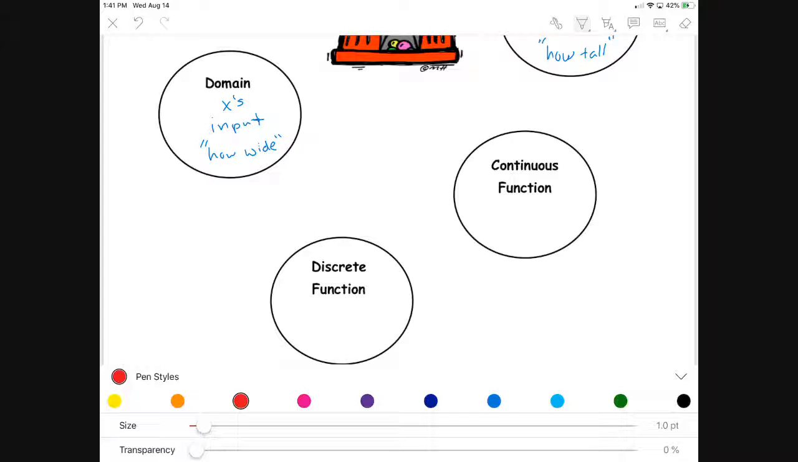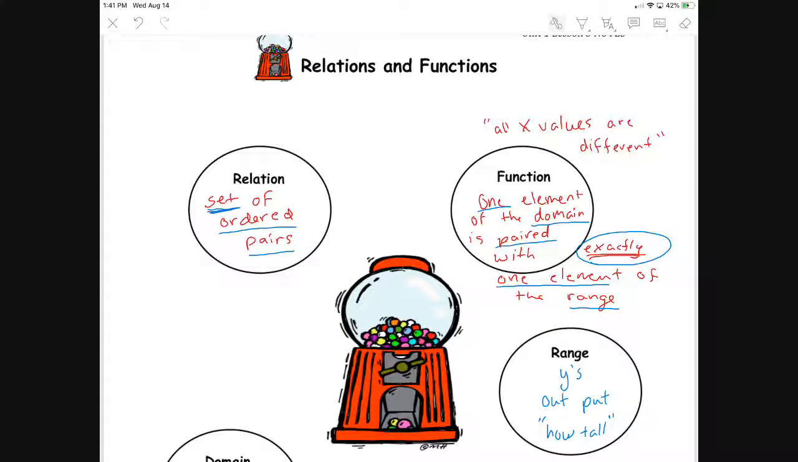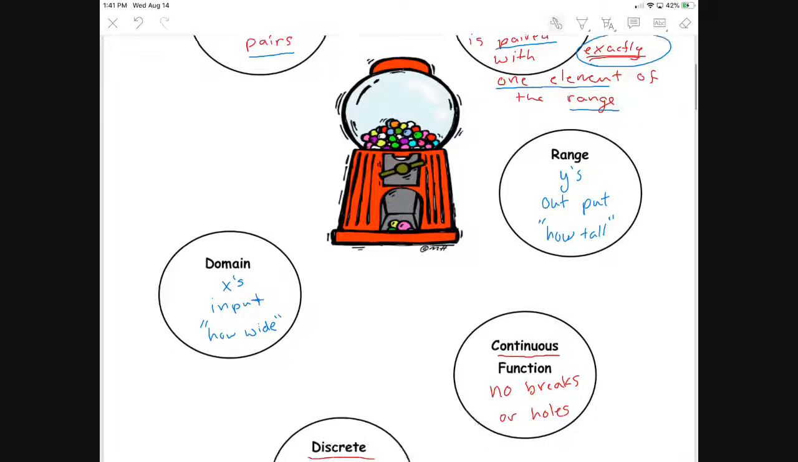Next thing we have is a continuous function. So a continuous function means that there's no breaks or holes in that line. Now, since we've just figured out that continuous means no breaks or holes, we've got the discrete, which has breaks or holes within its line. So these are just our basic vocab.